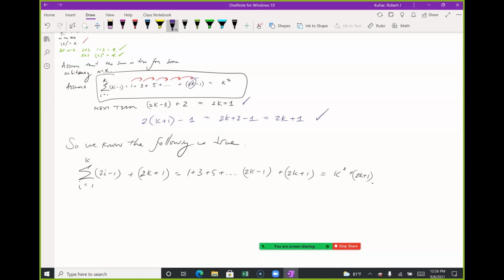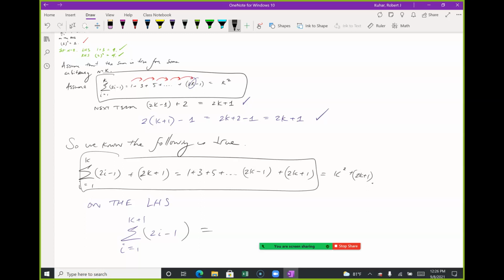So on the left-hand side, there's not too much to think about, right? I still have the sum, but now it goes up to k plus 1 of 2i minus 1. And on the right-hand side, I know I'm going up to 2k plus 1. On the right-hand side is where I'm going to simplify. I've got k squared plus 2k plus 1.